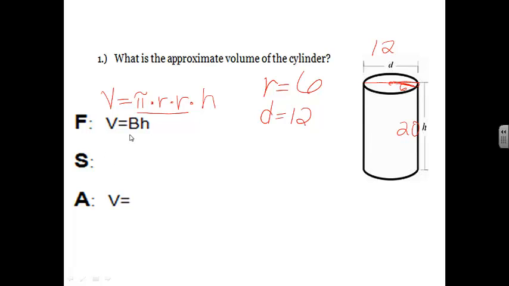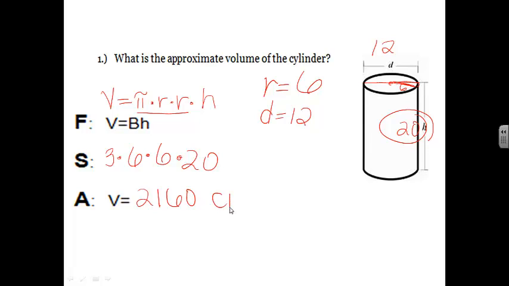So I'm going to start substituting. Pi means 3. My radius is 6. I've got to do radius times radius, and then the height of the whole thing is going to be 20. So 3 times 6 times 6 times 20. Okay, for time's sake, I know you could do it without me, but I'm going to go ahead and give you the answer. It comes out to be 2,160 centimeters cubed. Pretty easy.